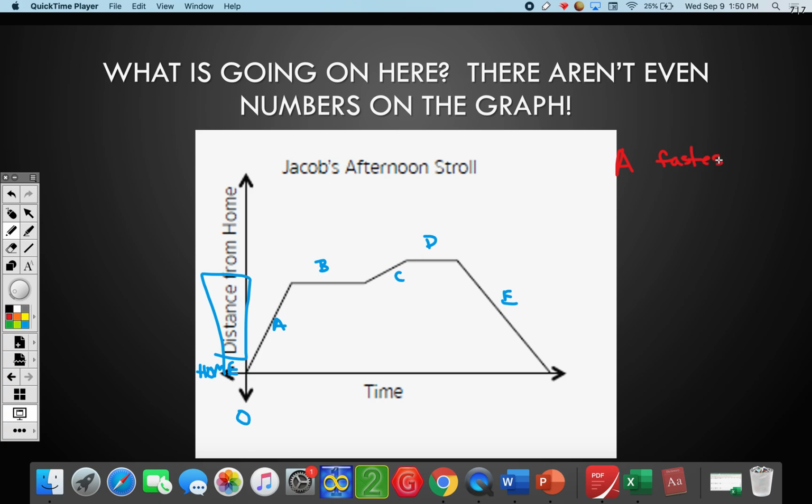So where is he going the slowest but still moving? In section C, he is going the slowest. Why do I know that? Because it is the flattest. It is not quite zero. It's not no change. So E is going to be a medium pace.